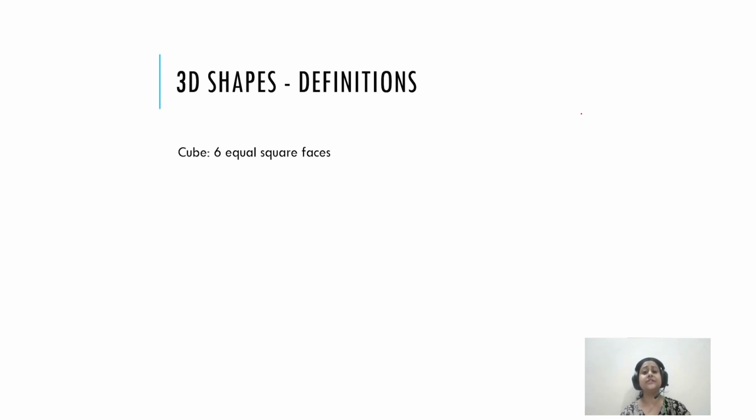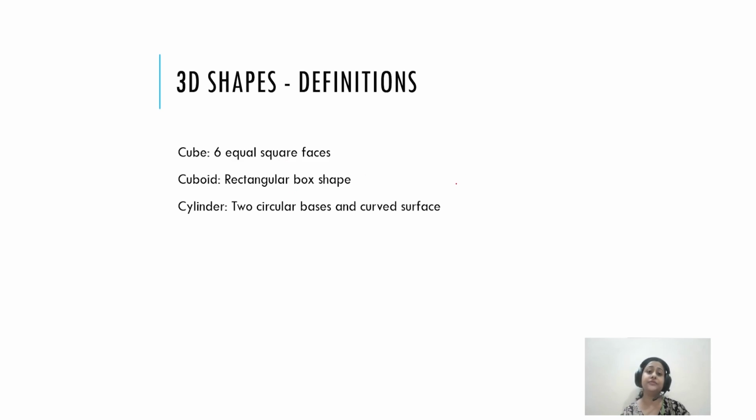3D shapes are just like cube. Cube is a 3D shape, so are cuboid and cylinder. Cube has 6 equal square faces. Cuboid is a rectangular box shape, so it has another dimension, which is height or thickness. Cylinder has 2 circle bases and a curved surface, and cone is a circular base tapering to a point. Sphere is a perfectly round 3D shape.